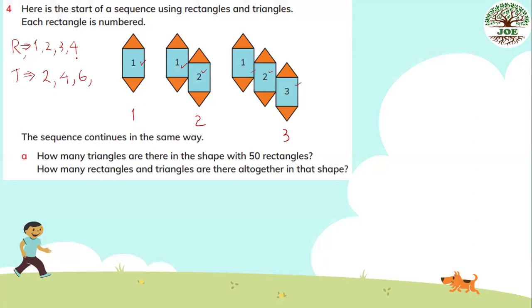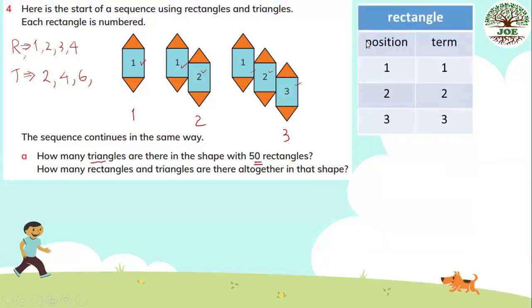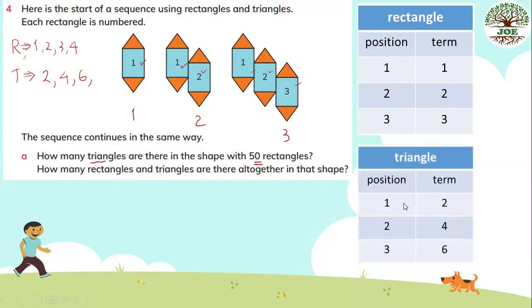So how many triangles are there in the shape with 50 rectangles? For the 50 rectangles, how many triangles are there in our sequence? First we use the table to find our position and term. The rectangle is position 1, 1, 2, 2, 3, 3. And the triangle is position 1, 2, 2, 4, 3, 6.